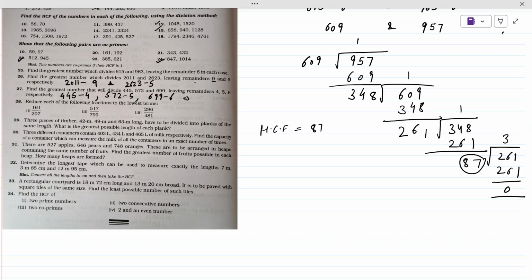Okay, so these questions, they are similar. 28, 26 and 27, they are similar to the question which we have done. So these two are also homework.